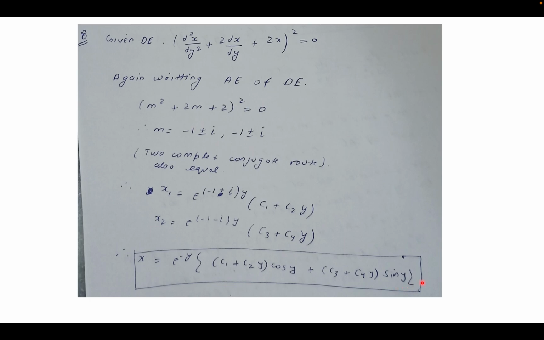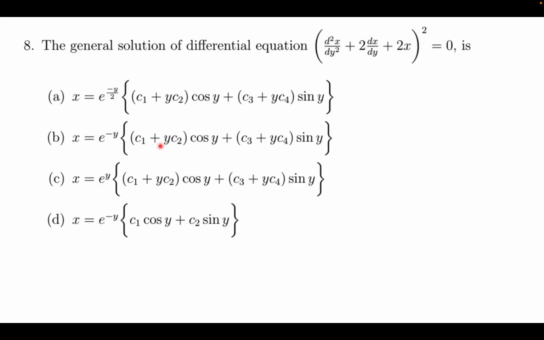So I hope now I have given you the flavor of all three types of problems that come under the second order homogeneous differential equation, and I hope you are all now able to solve such types of problems. Just going here, you can see only one option satisfies this. Option B is correct because you have e^(-y) times (c1 + y c2) cos y plus (c3 + y c4) times sin y.